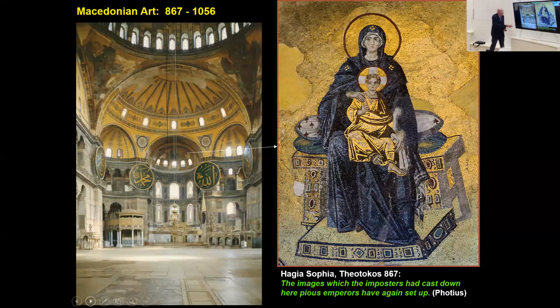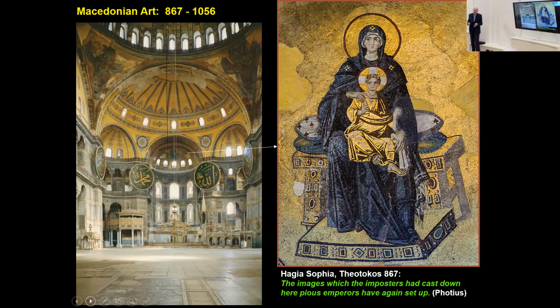So what he actually says about this: the images which the impostors had cast down, pious emperors have again set up. And he said that to Michael III, the drunkard, who was presumably reasonably sober at that time, to engage with those words. So this period then comes under what's sometimes called the Macedonian Renaissance. Art historians don't like that now because it confuses with the Western Renaissance and so on. But it's a period of revitalizing art.